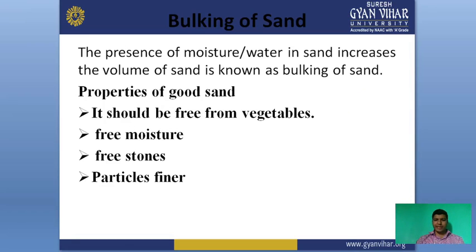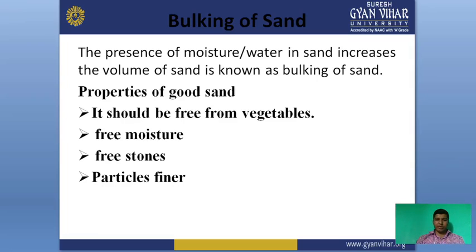As you know, sand is used for plastering and it is also used in concrete. The new topic is the bulking of sand. What is bulking of sand? The presence of moisture, meaning water, in sand increases the volume of sand, and this is known as bulking of sand. It means the presence of moisture or water in sand increases the volume, and this process is known as bulking of sand.